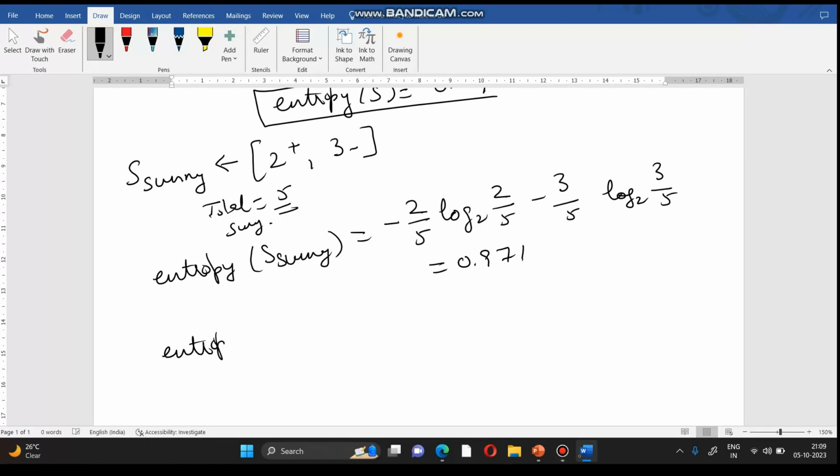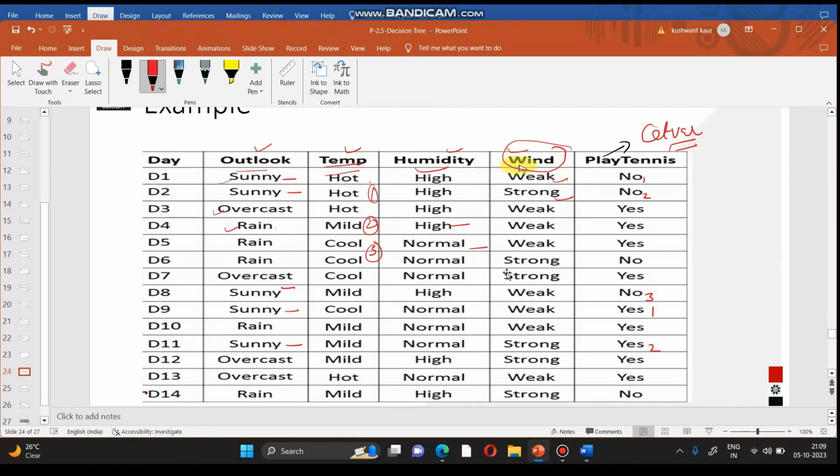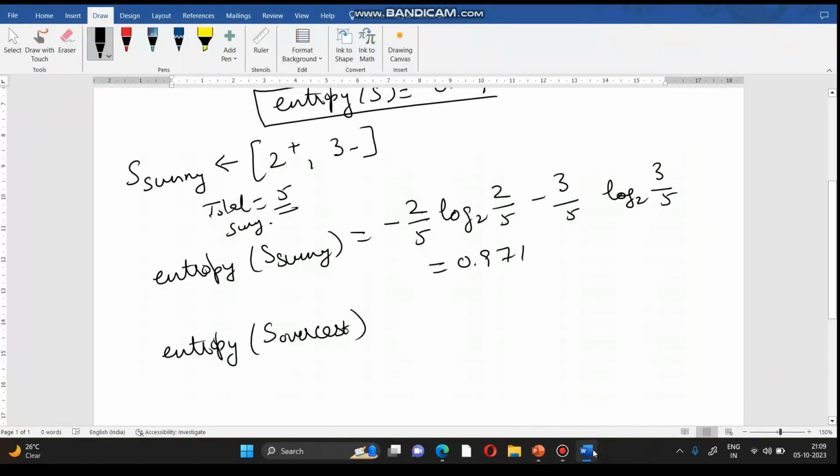Now the next value is the entropy of S overcast. When we talk of overcast, if we have a look at this, there are 4 values for overcast, and for these 4 all are yes values. So 4 yes and 0 no. Here we can write it like this: 4 plus, 0 minus.